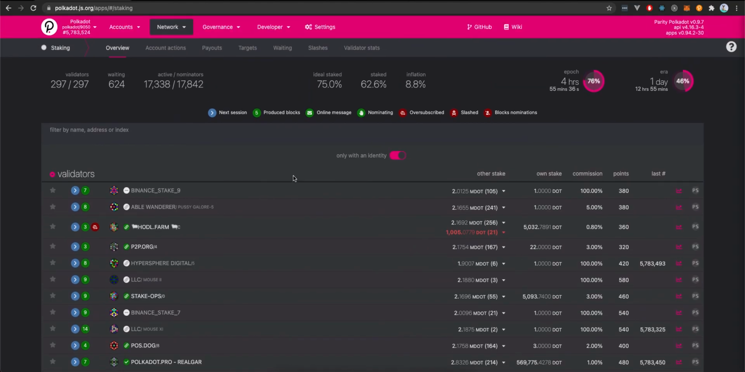So this would be the walkthrough of the Polkadot staking UI. In the next session, I'm going to talk more about how to stake, and what are the ways you can stake your DOT.